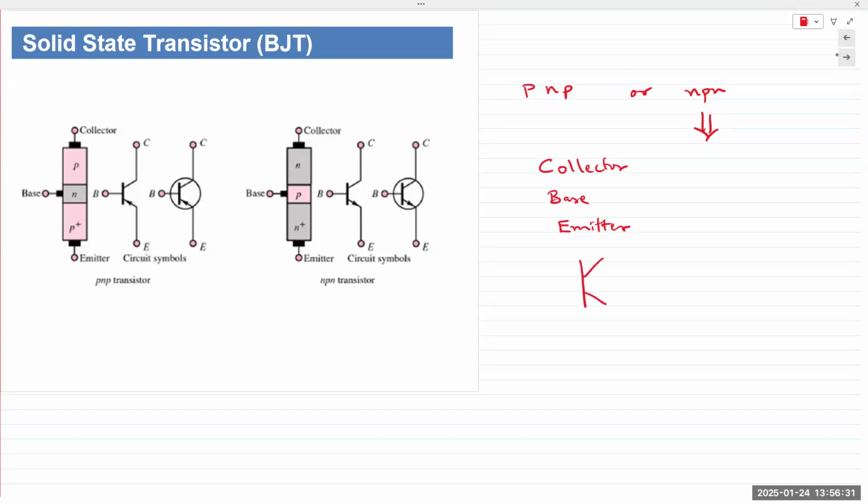The symbol of the transistor, two lines like this. The vertical line is always base. Arrow signifies it's the emitter, and the non-arrow one is collector. If the arrow is pointing out, it's an NPN transistor. If the arrow is pointing in, it's a PNP transistor. Okay.